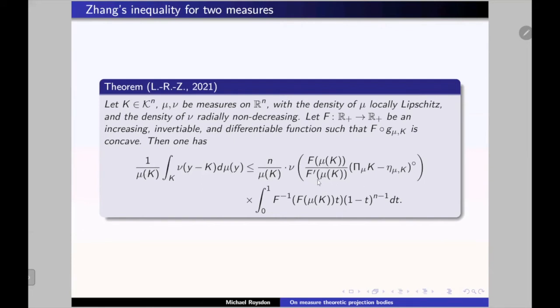this f of mu of K divided by f prime of mu of K, the polar of pi of mu of K minus the vector that we considered before, and then times some constant depending on f, mu of K, and the dimension.